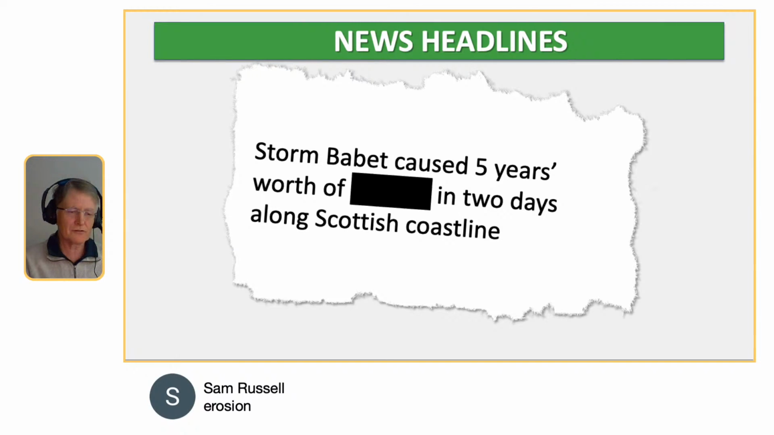So congratulations to Sam, Katie, and Vanessa and Aidan, and other people as well, apologies if I didn't mention your names. Erosion is the word that's missing. And this is to do with Storm Babette in October last year, where huge amounts of damage were incurred along the Musselburgh coastline in East Lothian, where 4,000 cubic metres of sediment was removed from beaches. That's equivalent to 5 years' worth of erosion in some places.